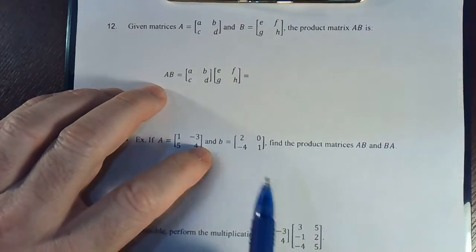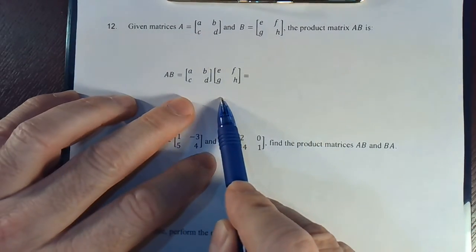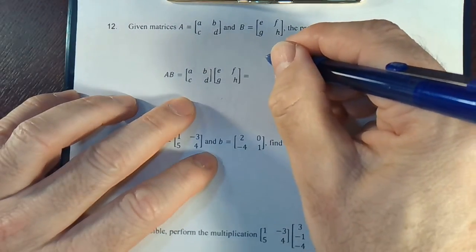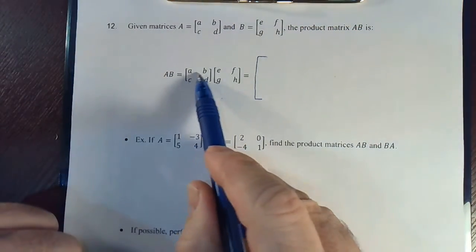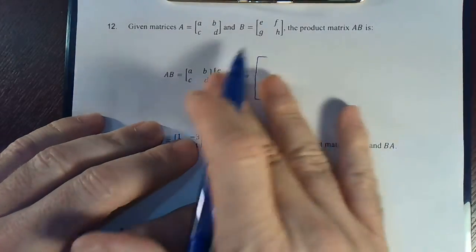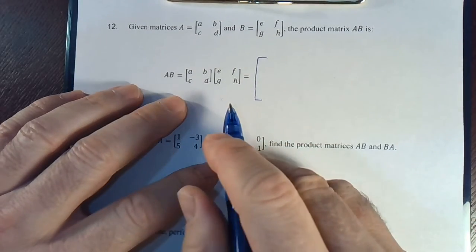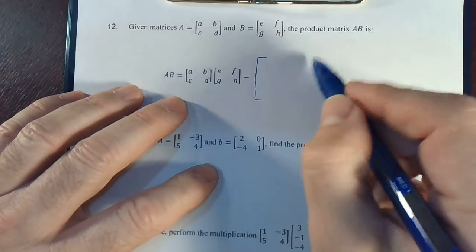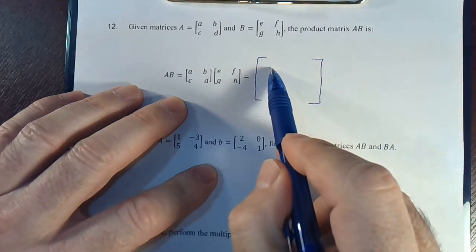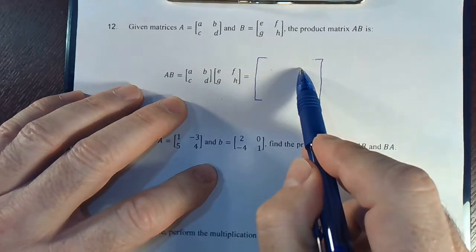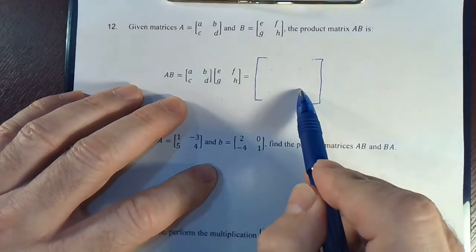So AB would be obviously just this matrix times this matrix. And here's how we get it. I'm going to make the matrix itself bigger, even though it's going to be the same size as this one. It's going to have 4 elements, 2 rows and 2 columns, just like both of these two matrices. The first element will be row 1, column 1. This will be row 1, column 2. This will be row 2, column 1, and row 2, column 2.